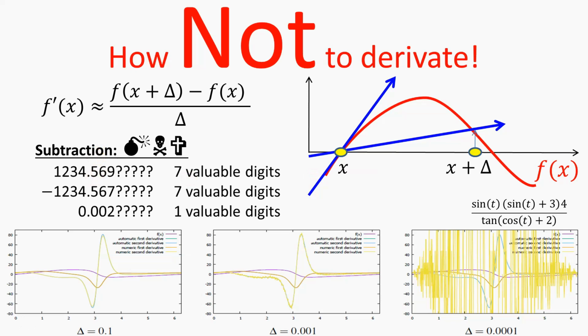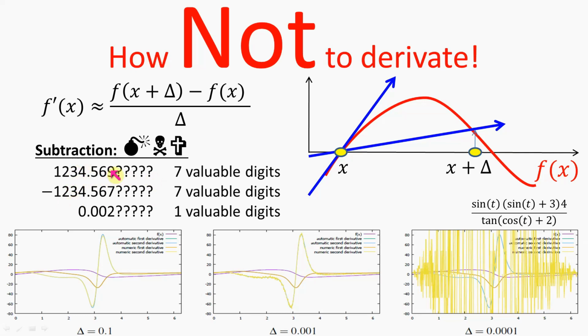The computer has just a finite number representation. For example, if we use 32-bit floats, then in decimal number system, a float can represent 7 valuable digits. The rest is undefined or 0. Let us assume that we subtract two very close numbers.